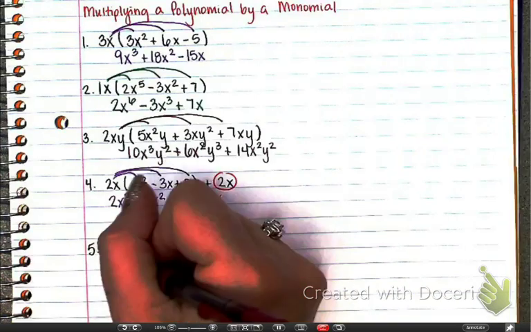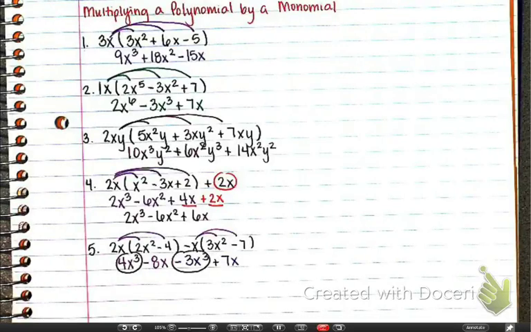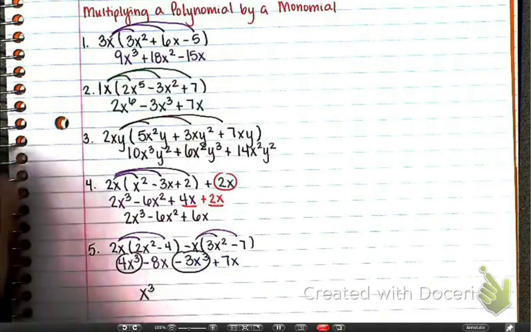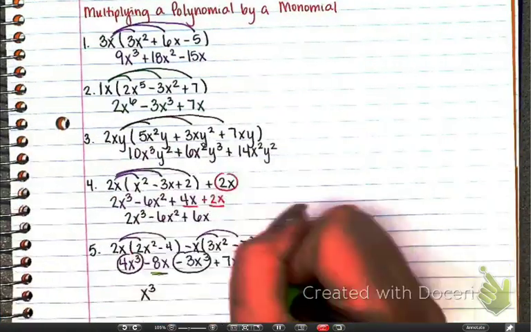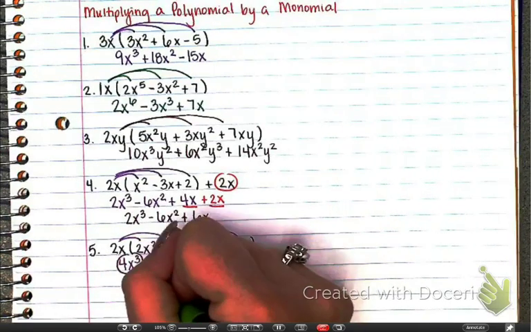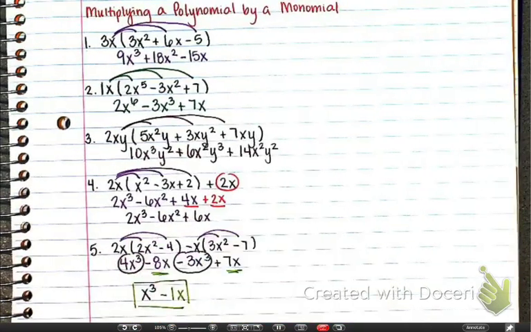So highest exponent is 4x to the third and a negative 3x to the third. 4 minus 3, 1x to the third. And then I have my x's, negative 8 plus 7, negative 1x, or negative x. You don't have to put that one. Okay, so the big thing with all of these is making sure that when you multiply, that's when your exponents change. When you're adding and subtracting, they don't change. So you just have to watch that.